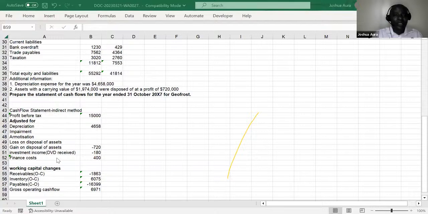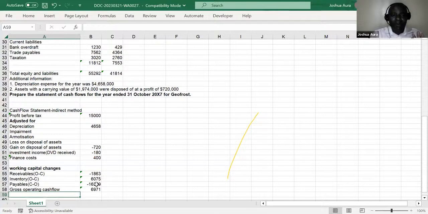Finance cost is here, 400. Tax, I'll be putting tax here, less tax paid. I'm being told that my figures are wrong. Finance cost paid. Ndego is saying payable figures are wrong. No problem. Payable figures are wrong. Not a problem at all.